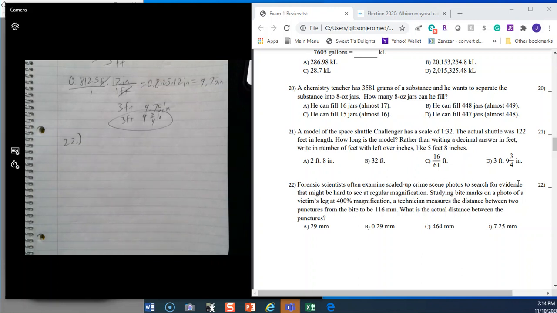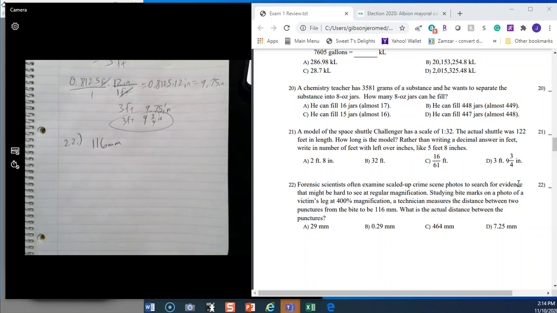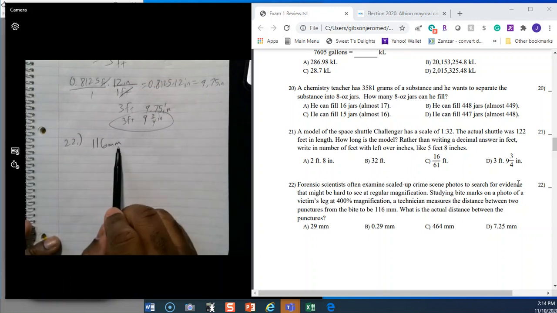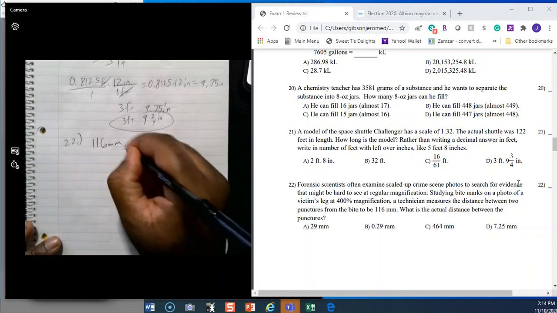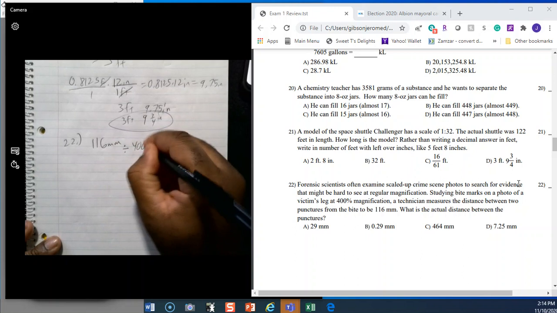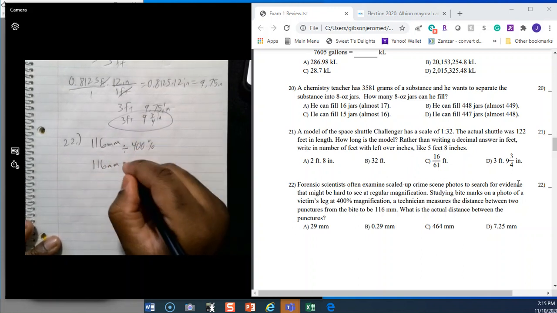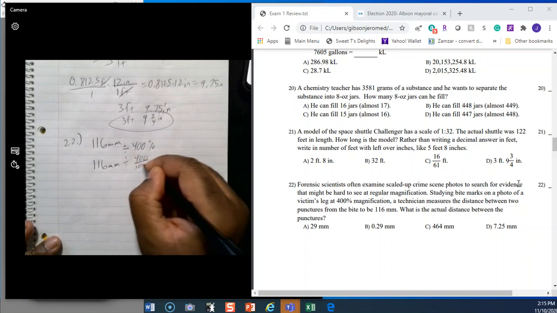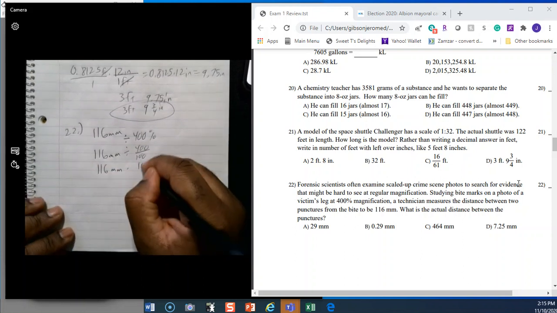Okay, so 116 millimeters is at 400% magnification. That means this has been increased by 400%. So basically what we need to do is take this 116 millimeters and divide it by the 400%. So we have 116 millimeters, and 400% is 400 over 100. So we have 116 millimeters times 100 over 400.